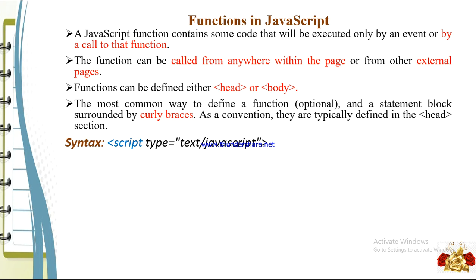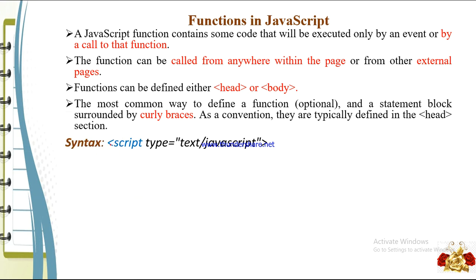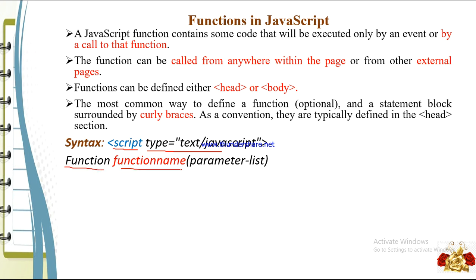First, studying the basic syntax concept is very, very important. So the syntax for the script: you specify first the open script, then type equal to text. Already you have studied the script concept, that's why it follows. Now continue: function is a keyword. This is the function name. Try to understand, it is very, very important. Function is a keyword.